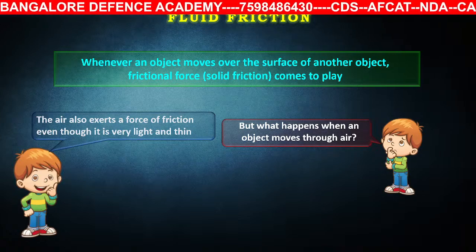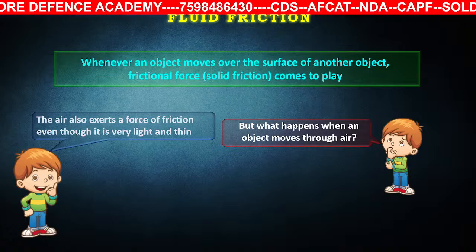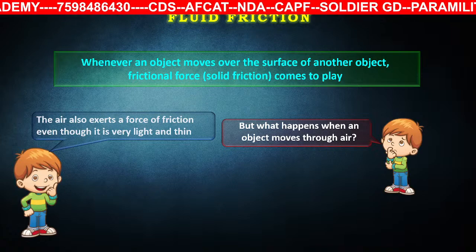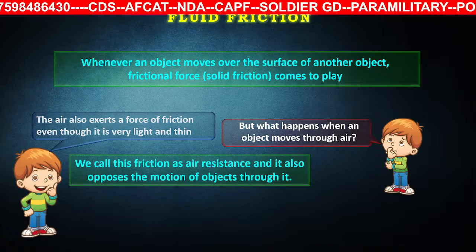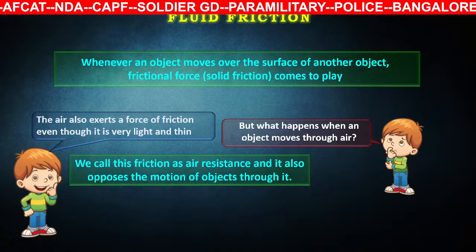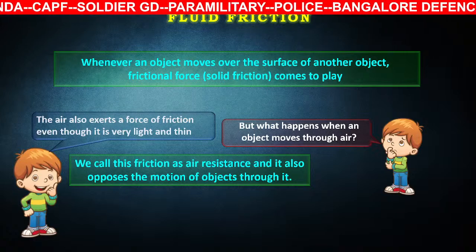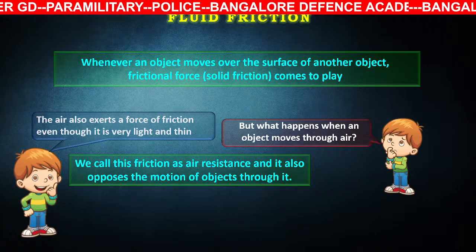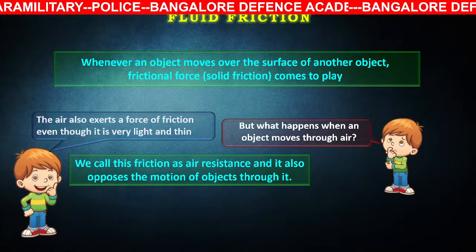Yes, very good. So when the shuttle was entering the Earth's atmosphere, there was friction and fire in the Columbia space shuttle. Okay, look at this. We call this friction air resistance, and it also opposes the motion of objects. We are doing this from a science perspective, but the exam questions can be from a geography perspective also.